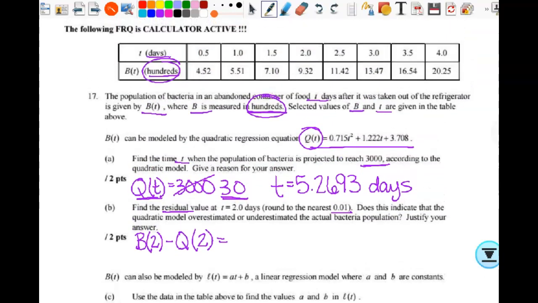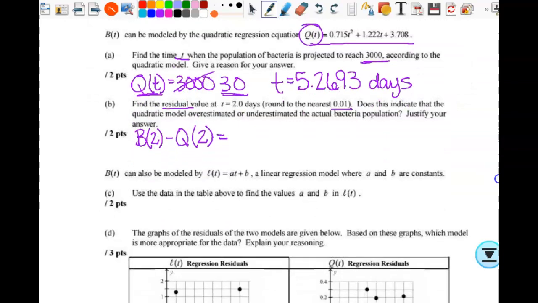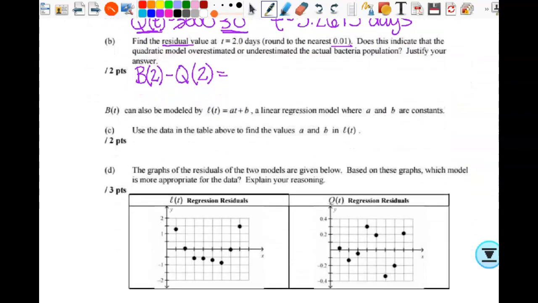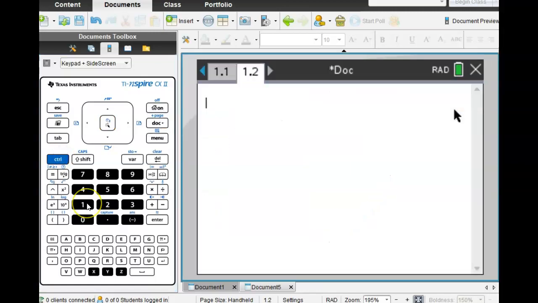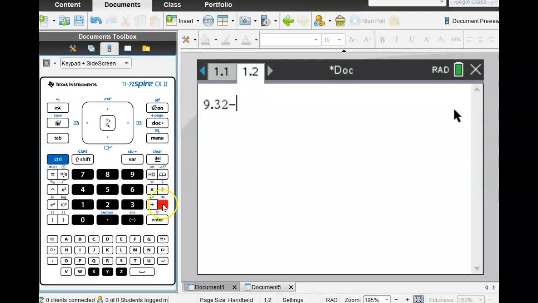Well, B of 2 I can get from the chart. That is 9.32. And then Q of 2 I'm getting from the calculator. So in order to do that, I need the calculator screen. Add my calculator. So I'm doing my actual, which is 9.32, minus my predicted, which is stored in F1, that is F1 of 2.